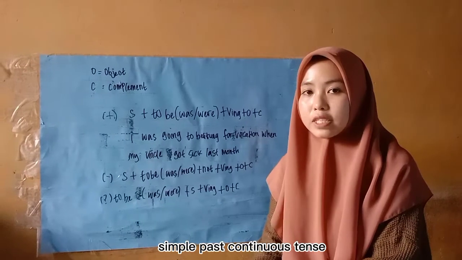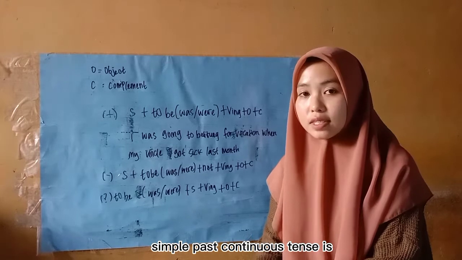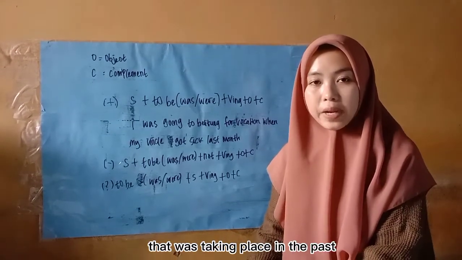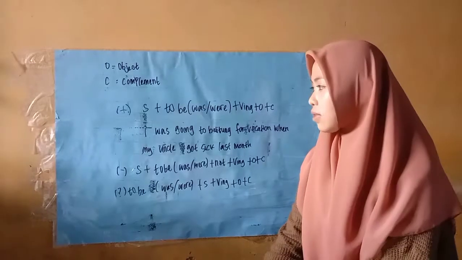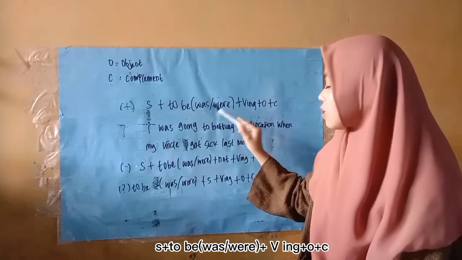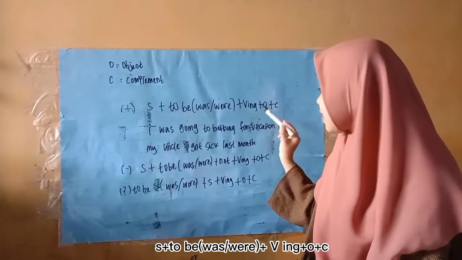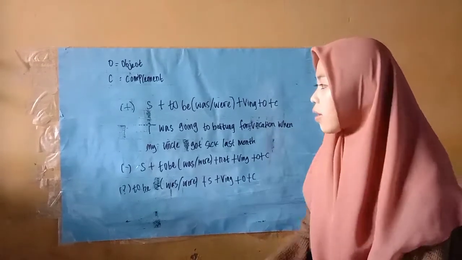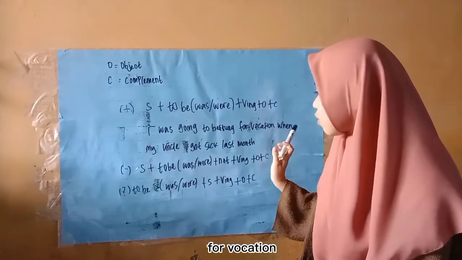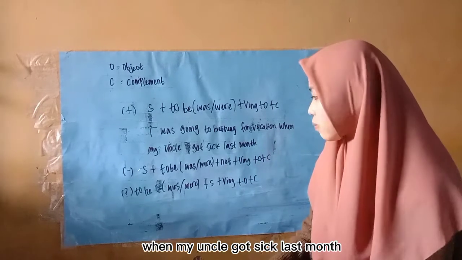Four is simple past continuous tense. Simple past continuous tense is a sentence that tells of an event that was taking place in the past. The formula is positive subject plus to be, was or were, plus verb plus ing plus object plus complement. Where example is I was going to Belitung for vacation when my uncle got sick last month.